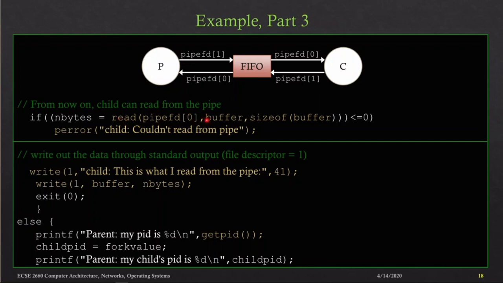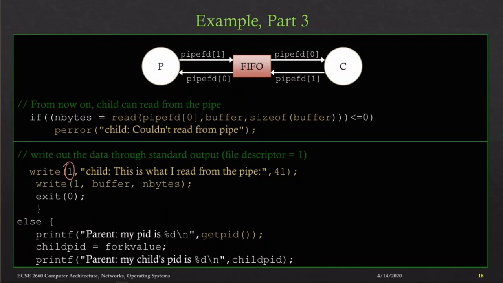And if that read command results in n bytes being less than or equal to 0, that indicates that we couldn't read from the pipe, and that's what we are going to throw as an error. Next, we are going to write out the data through standard output. So for example, on the screen, using the standard output file descriptor of 1, we are going to write a few statements. So for example, we can say write 1, which is the file descriptor of the screen output monitor.